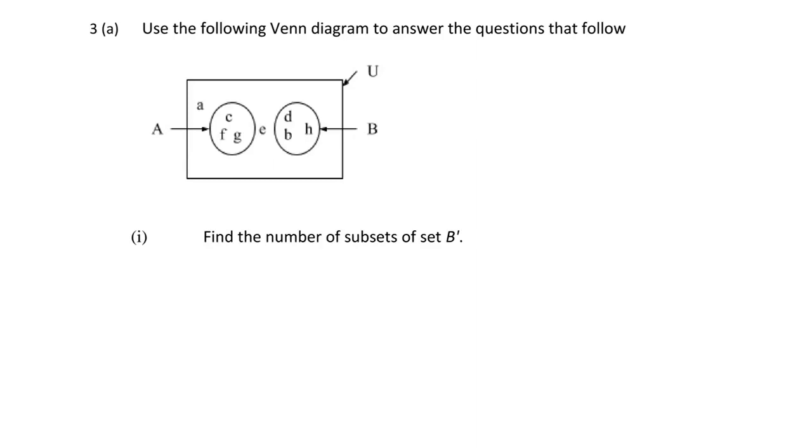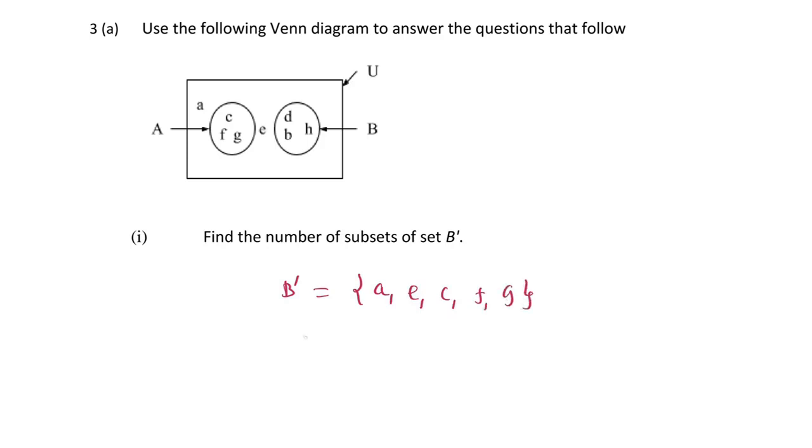Question number 3, part A. Use the following Venn diagram to answer the questions that follow. Okay, so we've been given the diagram there. For Roman 1, we are supposed to find the number of subsets of set B complement. Okay, so from the figure we've been given, set B complement is going to be elements A, E, C, F, and G.